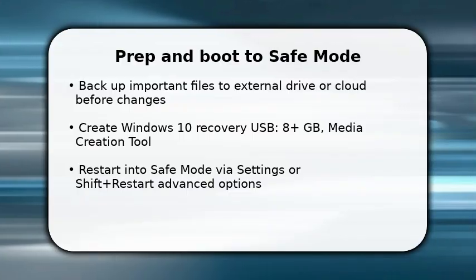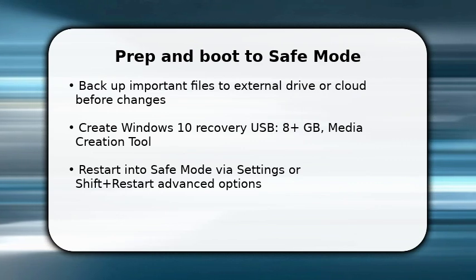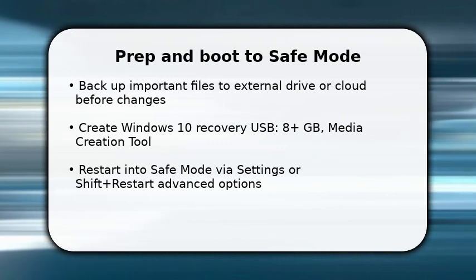You start by protecting data and creating recovery media, because fixes can change system files. Once the backup is complete, make a Windows 10 recovery USB using the media creation tool on an 8 GB drive. Next, reboot into safe mode using Settings, Update and Security, Recovery, or hold Shift and choose Restart.